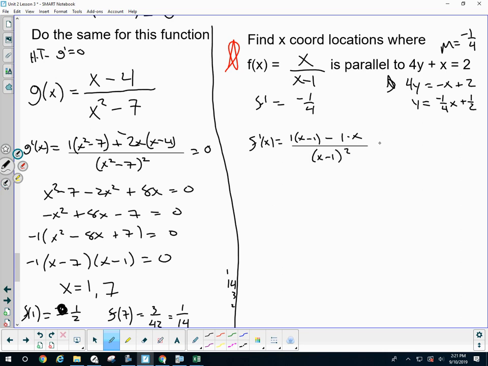This is my tangent slope generator. When will it generate a slope of negative 1/4? Don't ignore anything, because you can't. You have to simplify. This is x minus 1 minus x. So this is negative 1 over x minus 1 squared. That is equal to negative 1/4.